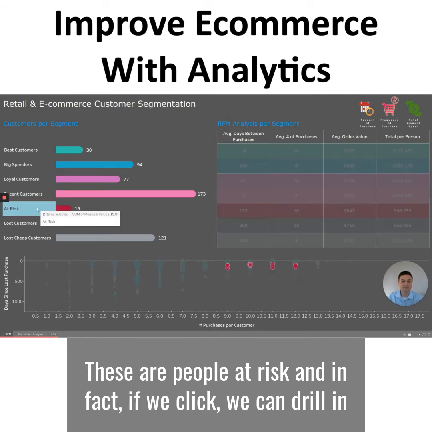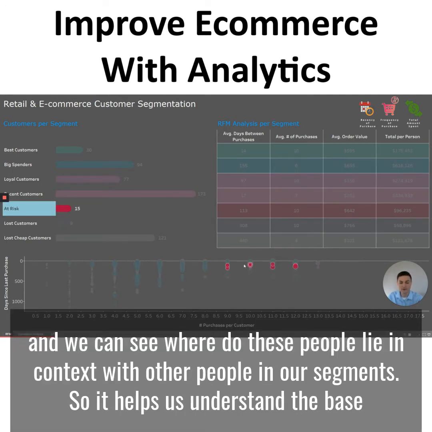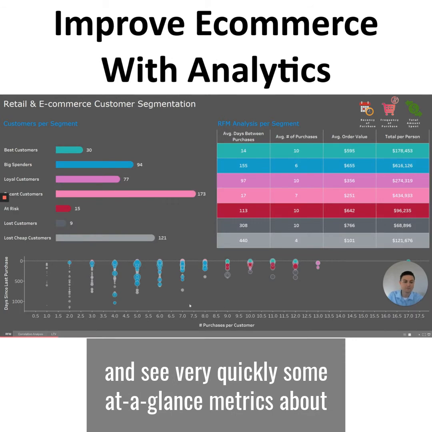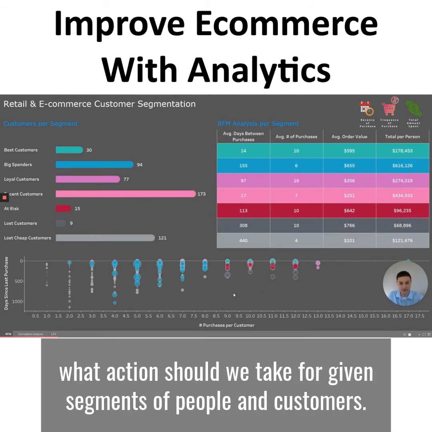And in fact, if we click, we can drill in and we can see where do these people lie in context with other people in our segments. So it helps us understand the base and see very quickly some at a glance metrics about what action we should take for given segments of people and customers.